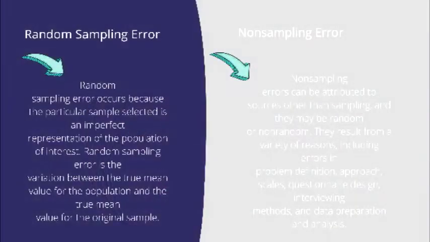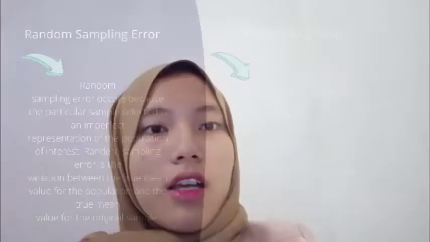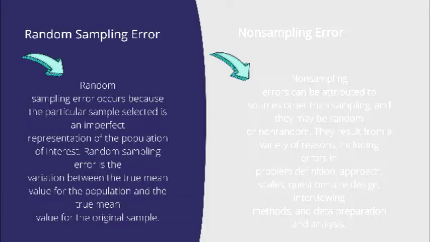Okay, next, 1. Random sampling error. Random sampling error occurs because the particular sample selected is an imperfect representation of the population of interest. Random sampling error is the variation between the true mean value for the population and the true mean value for the original sample.